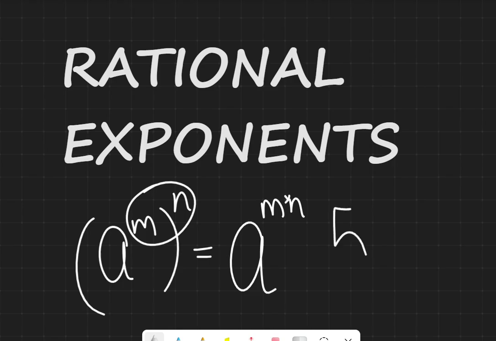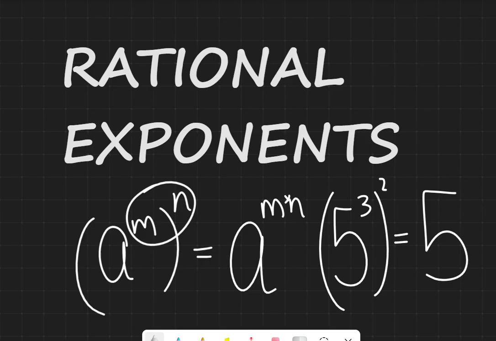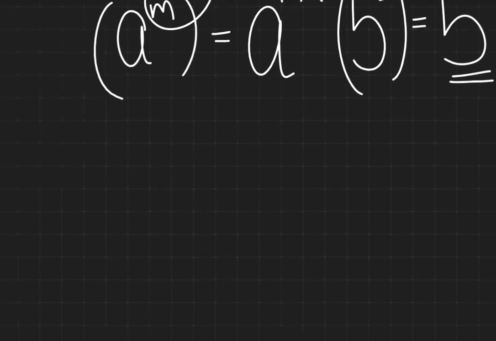Let's have an example. 5 to the power of 3 and then to the power of 2. We said the rule is copy the base and then multiply the exponents. So 3 multiplied by 2 will be equal to 6. All right. I hope that that's clear. Now we can start with the lesson.